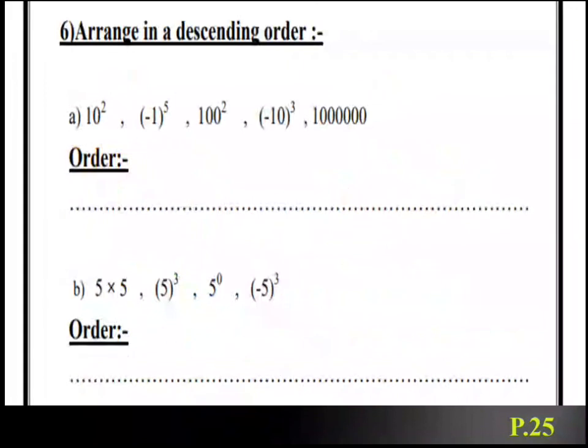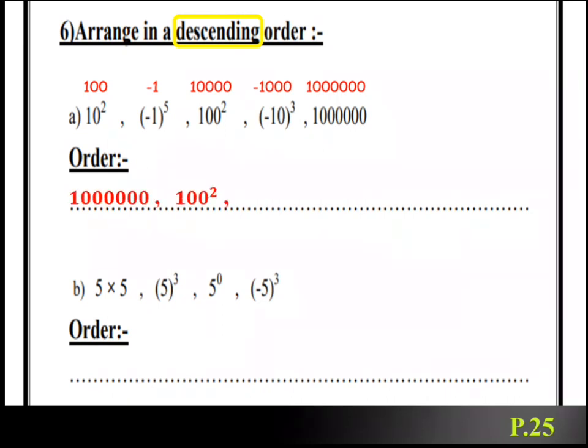Arrange in a descending order from the greatest to the smallest. At first, write the answers up to help you to find the correct descending order. The first number will be what? It will be 100. After that, negative 1, 10,000, negative 1,000, and the last number as it is 1 million. The order will be 1 million.